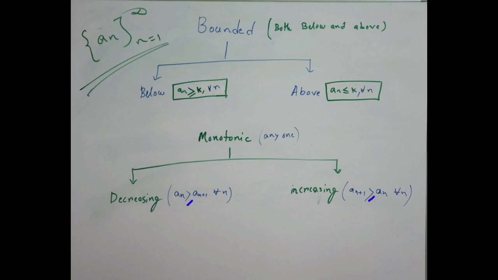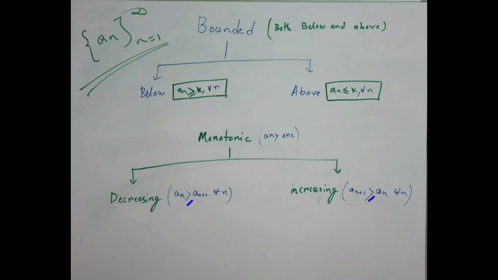We call a sequence bounded below if every element of the sequence is greater than a fixed number. Like here we have written a_n greater than or equal to k for all n. And a sequence is bounded above if every element of the sequence is less than a fixed number. Here we have written that a_n is less than or equal to k for all n. And a sequence is bounded when the sequence holds both the properties, bounded below and bounded above.